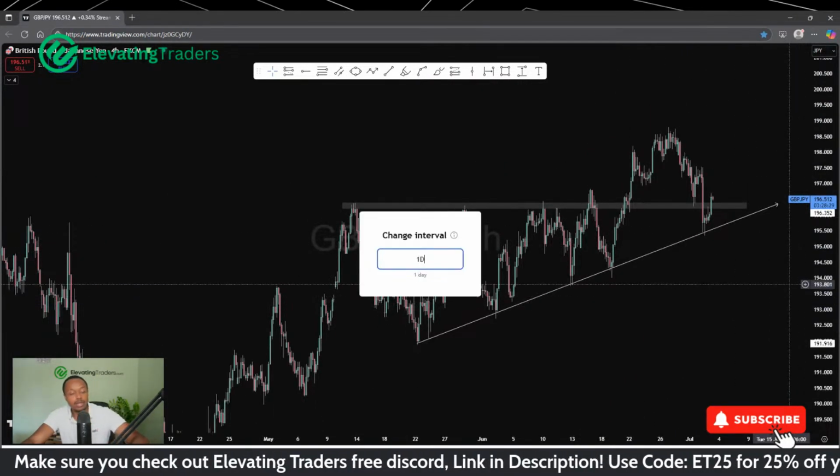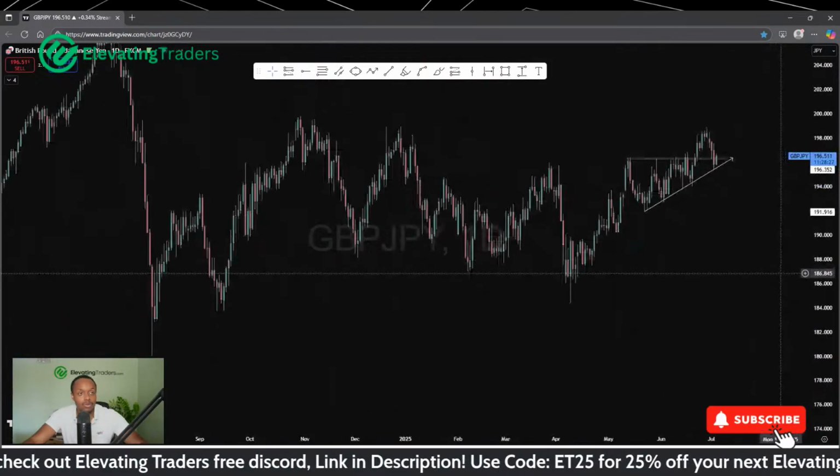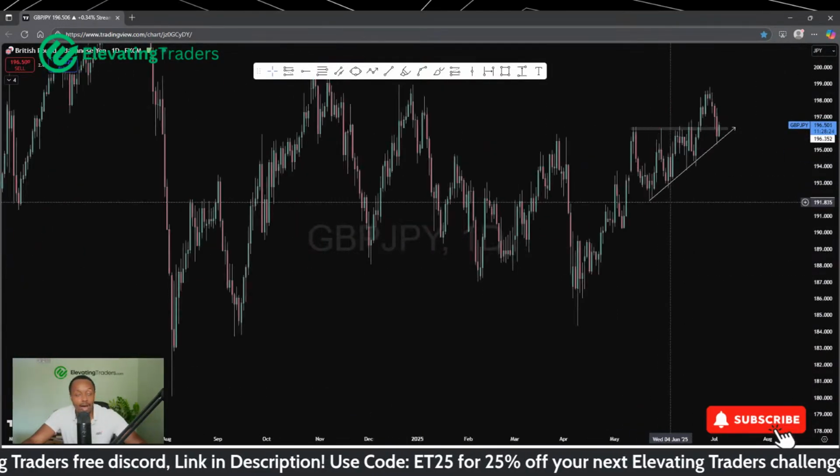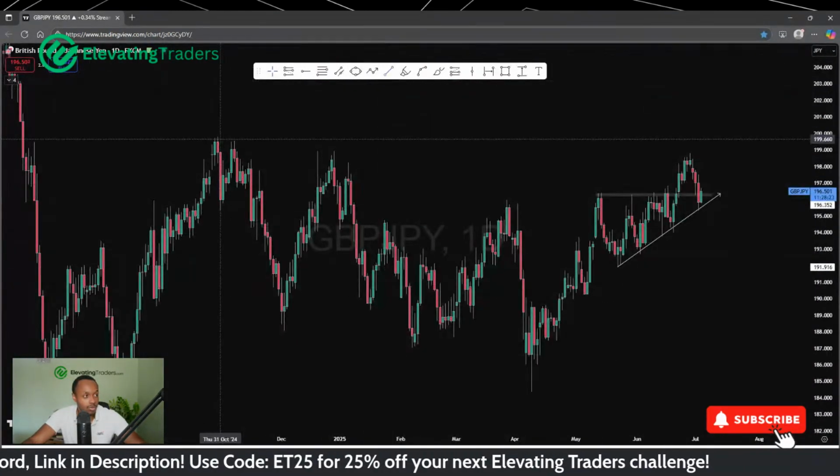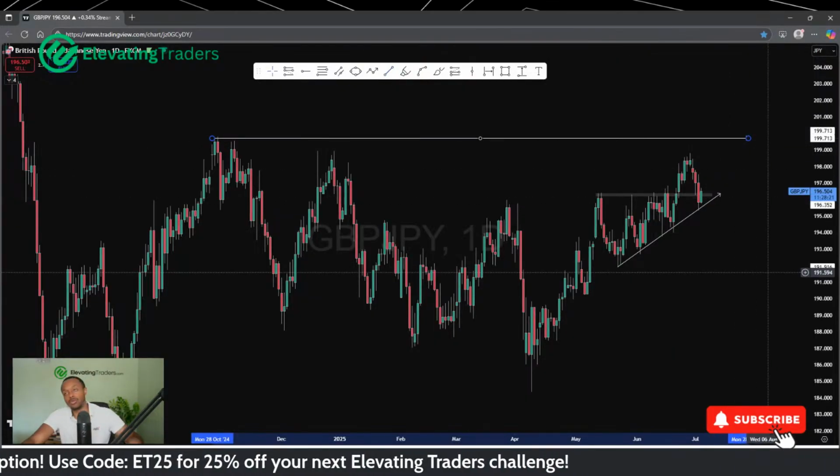Now, I do think pound yen at the moment is still very bullish. We're still seeing consistent higher lows. I still do think we can push to 200. I think the bigger move is going to be with the sellers.